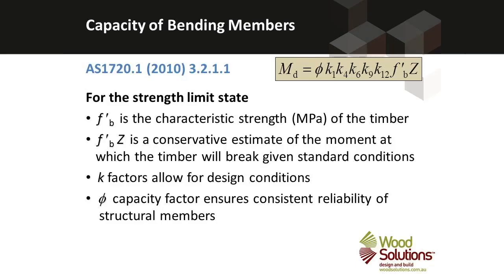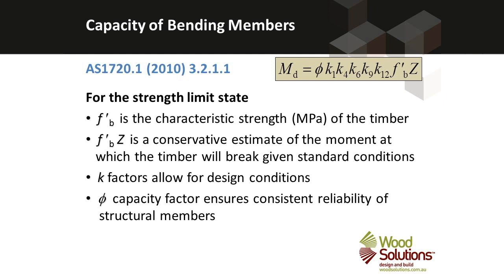So the design capacity is given by this expression for a bending member. And you can see the capacity factor, you can see all of the modification factors that account for the environmental conditions that the member is going to be found in. Now, all of those factors look a little bit complex, but they all model the behaviour of the timber, the understanding that we have of the behaviour of a bending member in service. At the far right hand end is F prime B, the bending strength of the timber, times its section modulus.